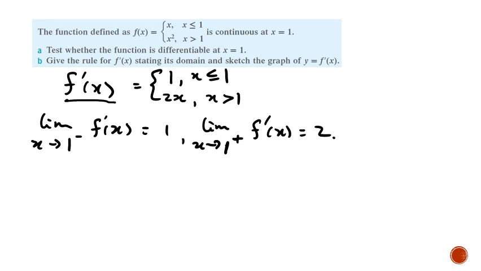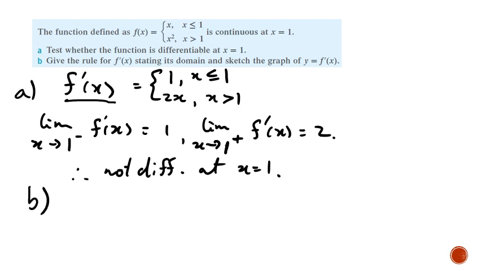Anyway, back to finishing this off. Therefore, not differentiable at x equals 1, because the derivatives are not the same. Yeah? This whole thing is literally just checking whether or not it's the same. It shouldn't be too bad.